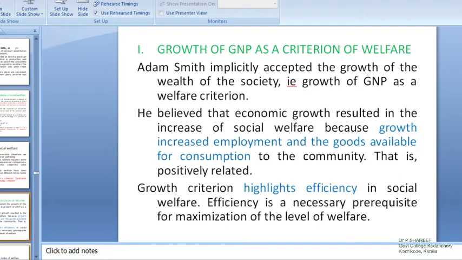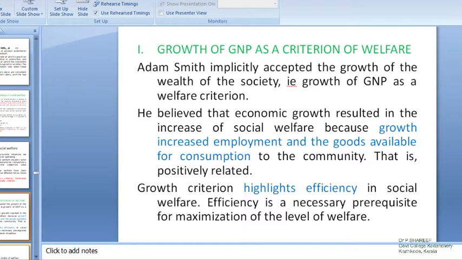Number one, growth of GNP as a criterion of welfare. Even from Adam Smith's period, GDP is considered as a major criterion to evaluate welfare of the people. Adam Smith implicitly accepted the growth of the wealth of society, that is growth of GNP, as a welfare criterion. He believed that economic growth resulted in the increase of social welfare because growth increased employment opportunity and availability of goods and services for consumption. Thus, GNP and social welfare are positively related.